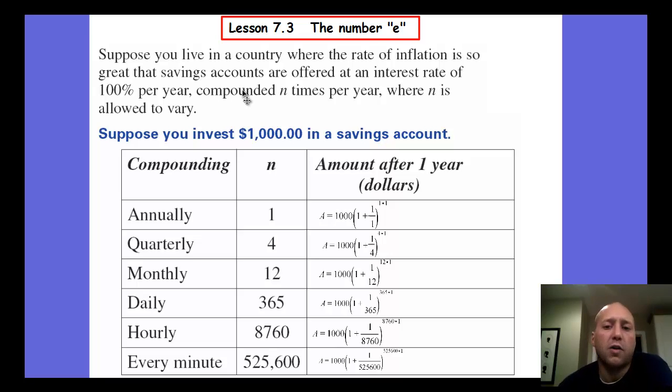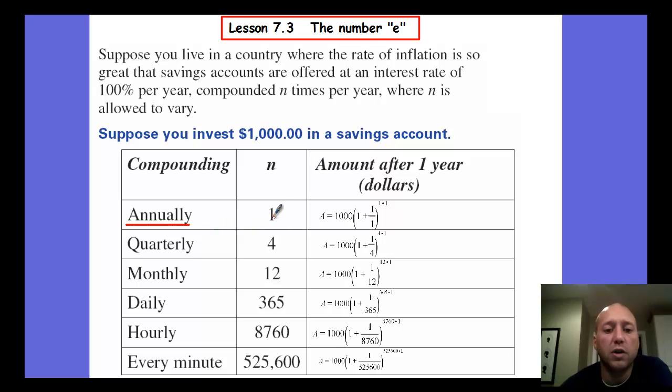Let's say you have an interest rate of 100% per year. Obviously, it's not going to happen like that, but let's say there is. Make it easy math for us. Compounded n times per year, where n is allowed to vary. So we're going to look at different times of compounding per year. If we invest $1,000 into this account, first we look at compounding annually.